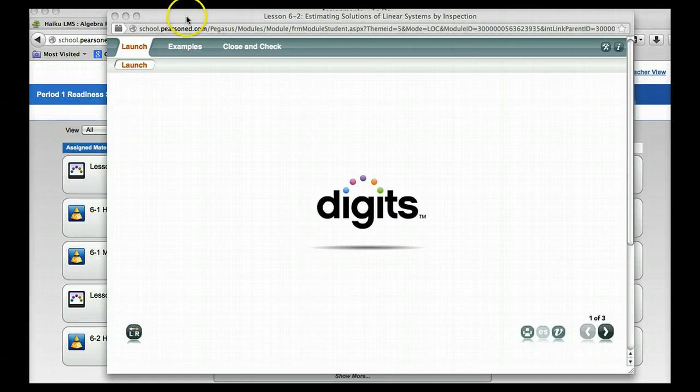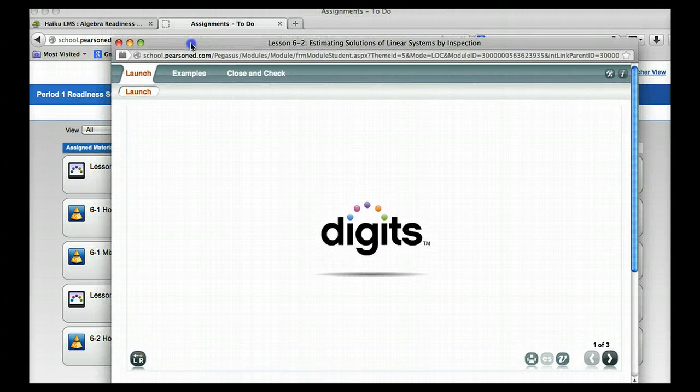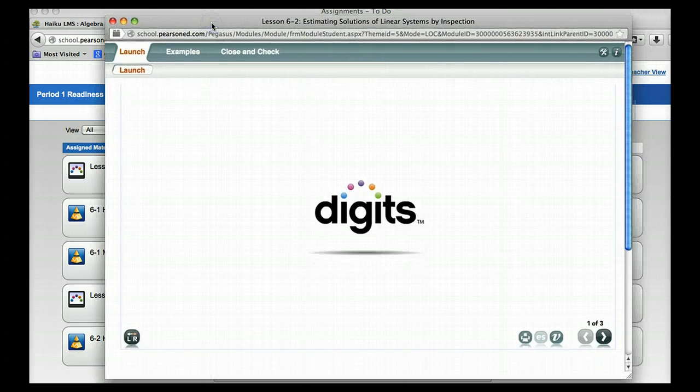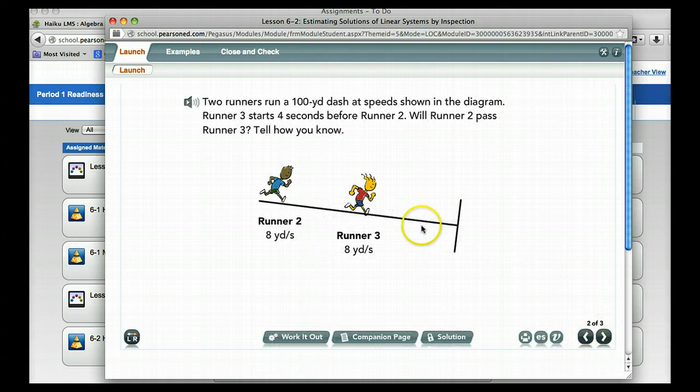So just to be clear, you should have one window open with 6.2 and two tabs open on your browser, one of your Haiku page, one of your Digits page. Most importantly though, you have your Haiku page and this window open right here. So we're going to go to the launch.